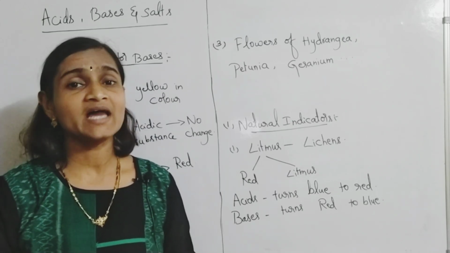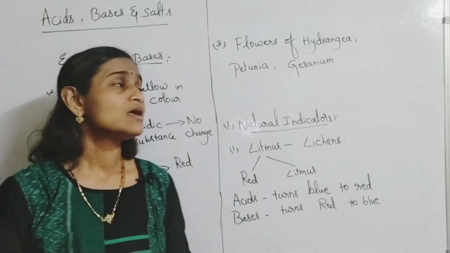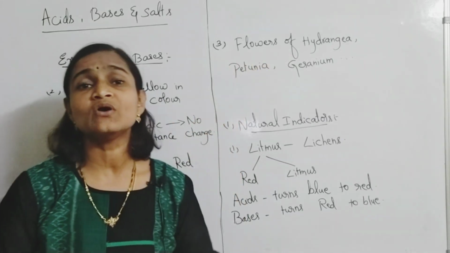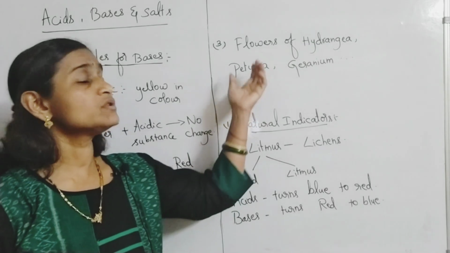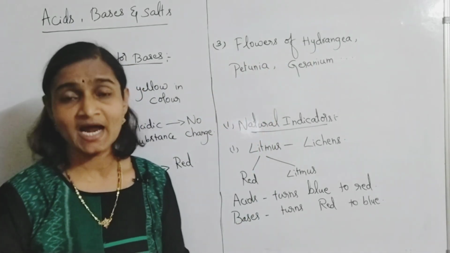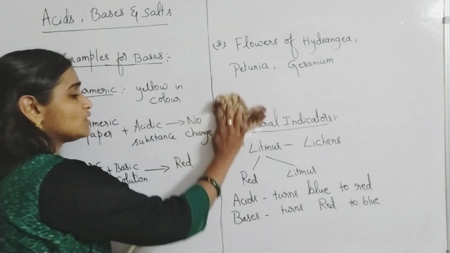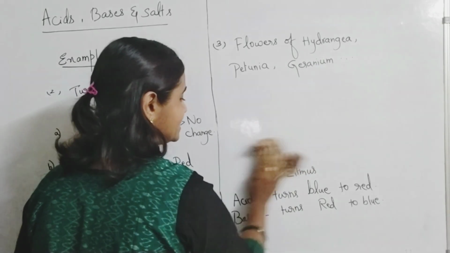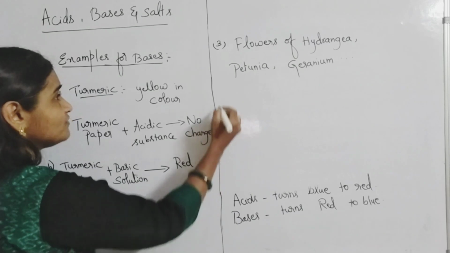Yes, silicon dioxide will be there. Silicon dioxide is acidic in nature. So according to the pH value of the soil, which you will be learning about, the color of these flowers will keep changing. So they are also an example of natural indicators.